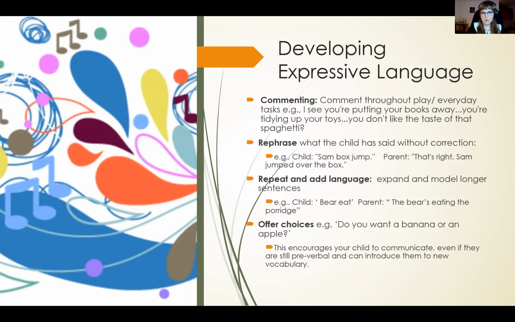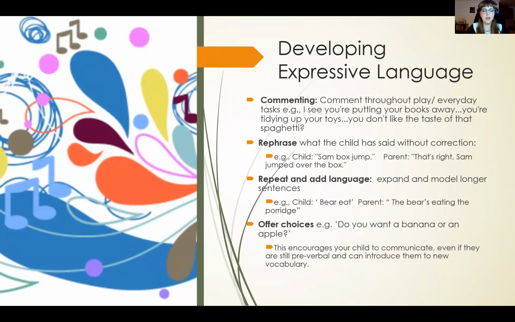Rephrase what the child has said without correction. And that's really important. When we go straight for the correction, sometimes what the child experiences is a punishment or a shame. And they might not even know why they feel ashamed, but they're feeling it. And the moment the child feels ashamed, they have switched off. They're not able to learn.